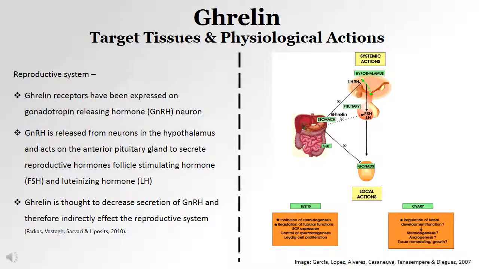Ghrelin receptors have been expressed on gonadotropin-releasing hormone neurons. The hypothesis is that ghrelin actually reduces the release of this hormone from the hypothalamus and thus reduces the secretion of follicle stimulating hormone and luteinizing hormone from the anterior pituitary gland, and therefore indirectly affecting the reproductive system.